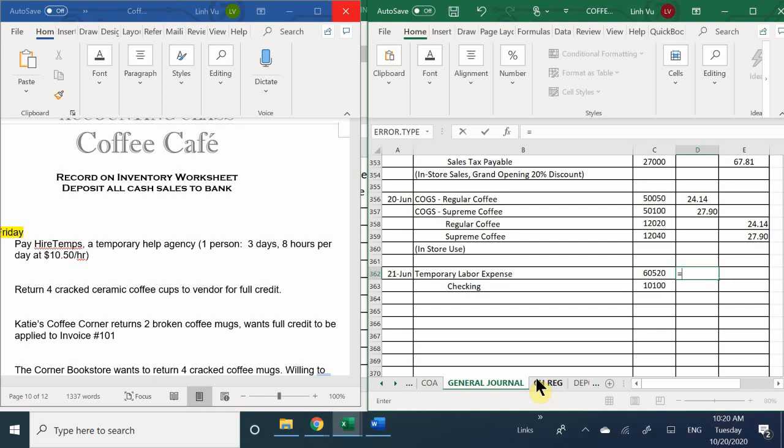So how do we calculate the total amount? 10.50 times 8 hours times 3. All right, and that gives us a total of $252 even.